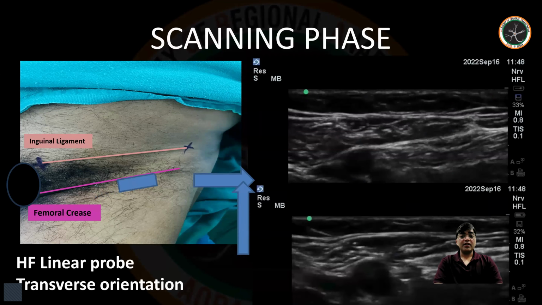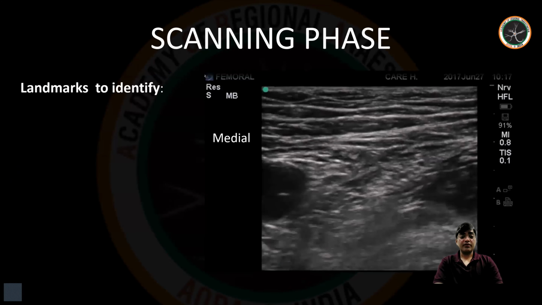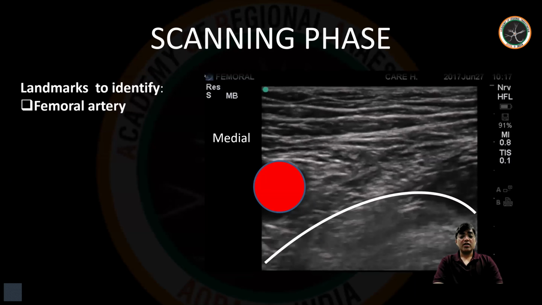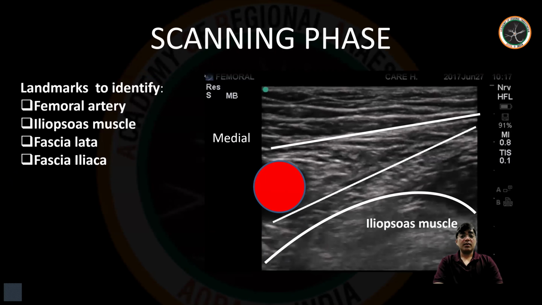From here we move our probe cephalad, closer to the inguinal ligament, to identify the common femoral artery and then the various structures. So first we will identify the femoral artery, then the iliopsoas muscle lying lateral to it, then the fascia lata and iliaca. The fascia lata goes above the artery, whereas the fascia iliaca is close to the iliopsoas muscle below the artery.